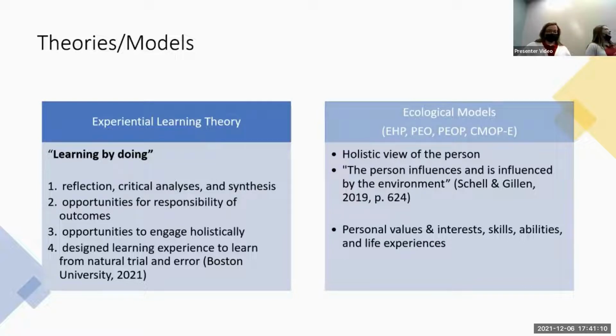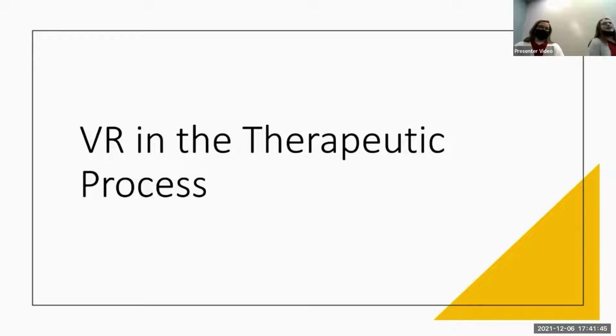Another model that is very personal to OT are the ecological models to provide that holistic view of the person because we pride ourselves on that holistic view compared to other disciplines and how we can make it client-centered. So again, the person influences and is influenced by the environment. Virtual reality provides an immersive environment so that the person can interact with it and the environment can interact with them in that controlled and safe way to learn from trial and error. So this allows us to take in those personal values, interests, skills, abilities, and life experiences to mold the therapeutic process to fit the client and their needs.